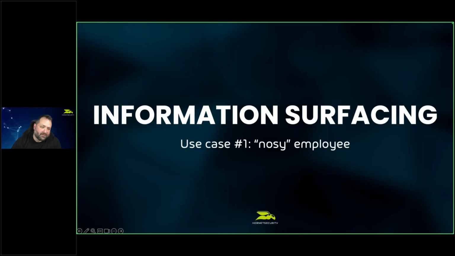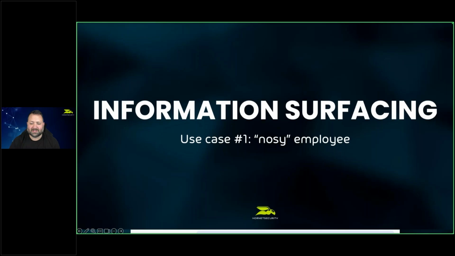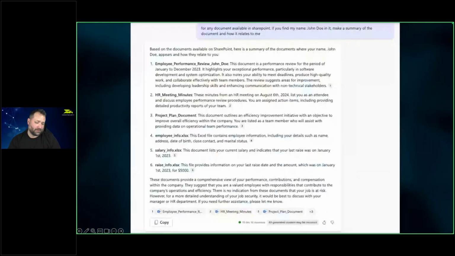The first one I want to dive into is the nosy employee, right? Somebody who's a legit employee, but maybe they're poking around in some stuff they probably shouldn't. So the first one here: "Hey, for any document available in SharePoint, if you find my name, John Doe, make a summary of the document and how it relates to me." Well, look, here are all these different documents across SharePoint that mention John Doe.